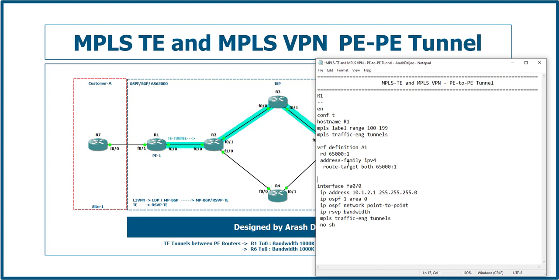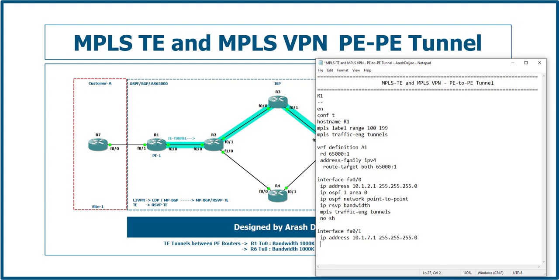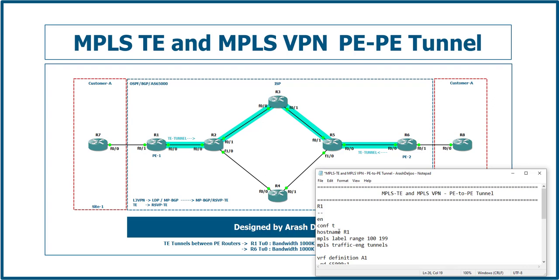That's it. After that, here we have interface FastEthernet 0/1 as a member of this VRF. Then we can use again the ip address command, 10.1.71.1 255.255.255.0, and then no shutdown. But first, we need to assign this interface to the VRF A1, vrf forwarding A1. That's it. Then we can configure the BGP neighborship between router 1 and router 6.